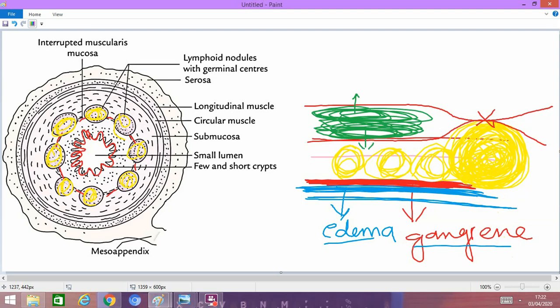Now, when this perforation occurs, certain nasty small organisms enter here into the appendicular wall. And what are these? These are either bacteria or viruses. When they enter into the appendicular wall, they cause appendicitis. Now, what is the fate of appendicitis? It can have three fates depending upon the intervention or the treatment.